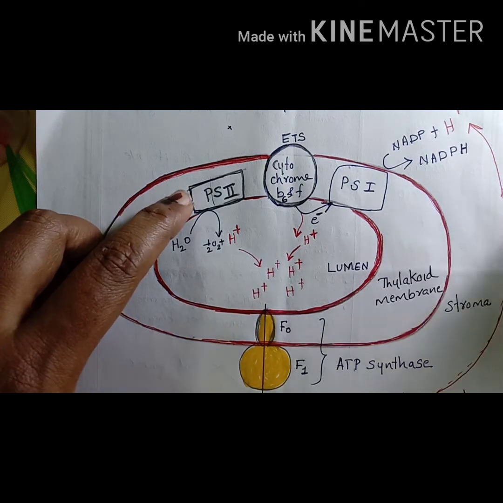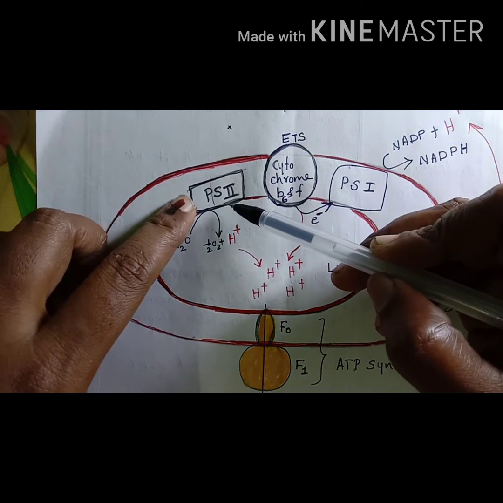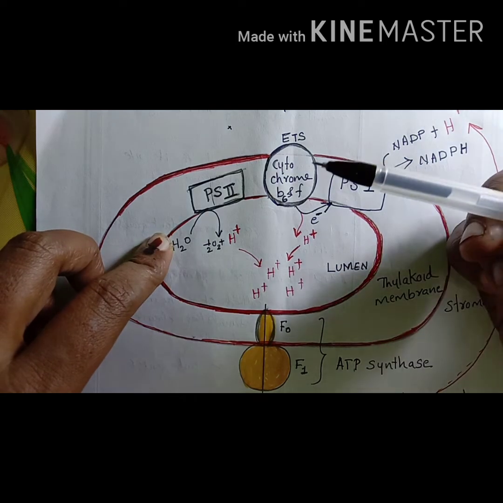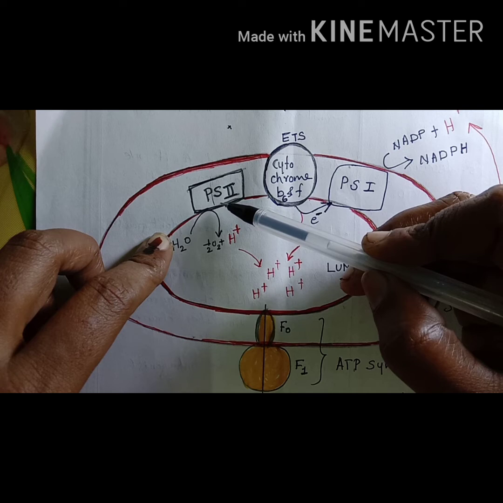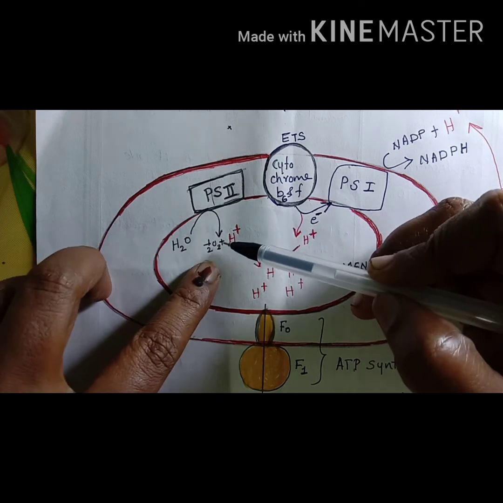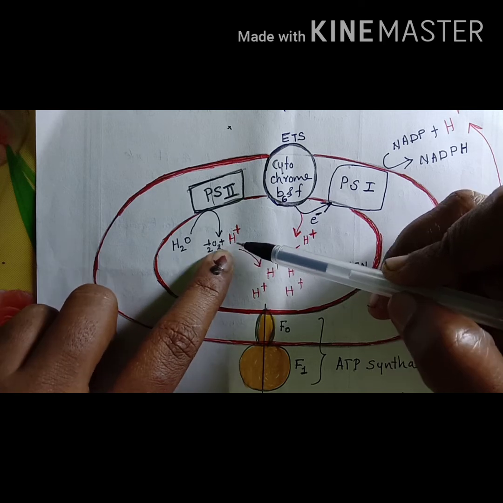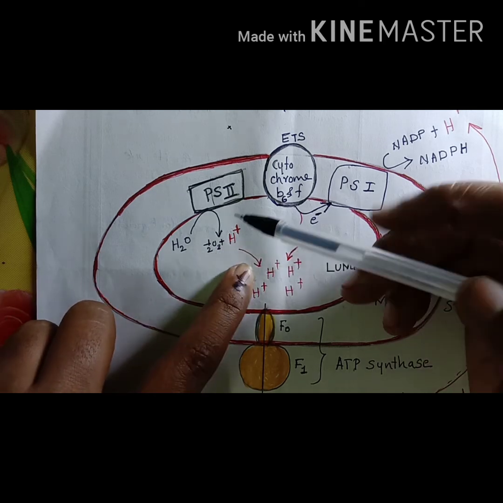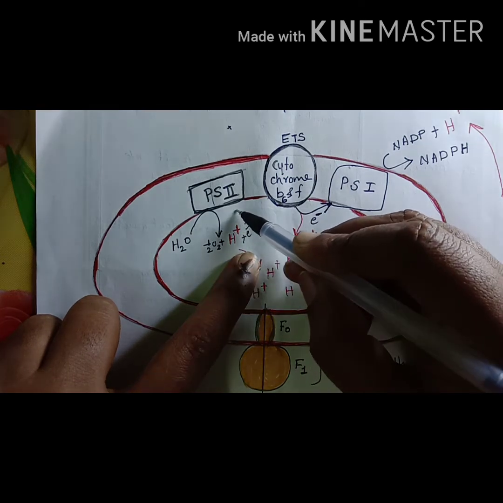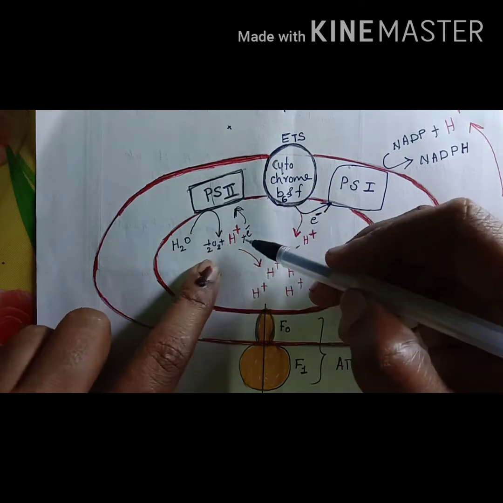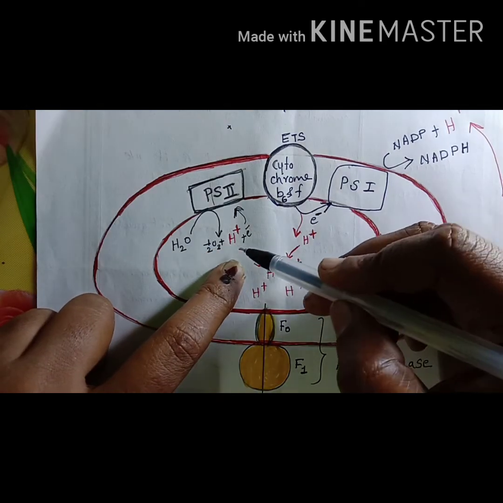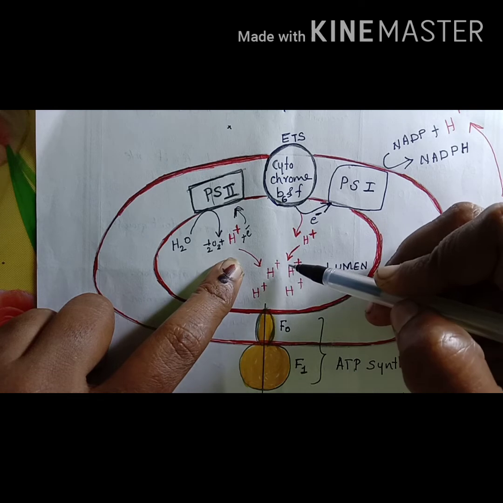Then the second one is, we know that associated with the PS2, we can see the splitting of water. What is the importance of splitting of water? For the continuous supply of electron to PS2, water undergoes splitting. At that time, we know that along with the electron, water is also releasing proton. So when water is splitting into oxygen, proton and electron, the electron will enter into PS2 and the proton will be accumulated inside the lumen.